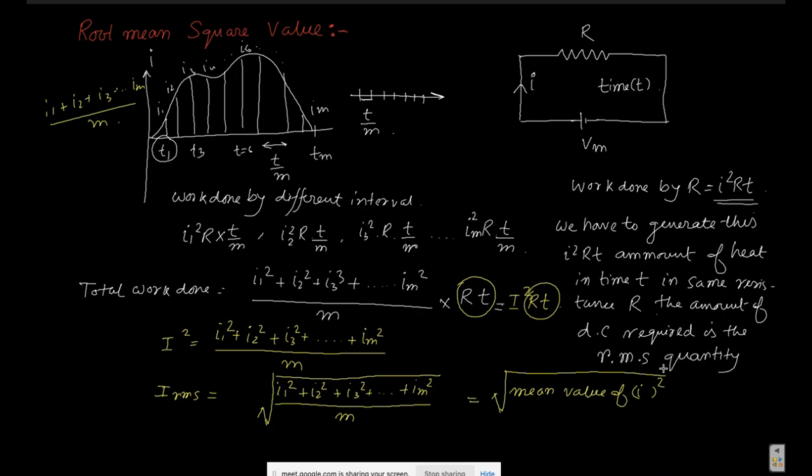Okay, so we can say that I RMS is equal to the square root of 1 by T2 minus T1, the interval, integration from T1 to T2 of I square dt. How this term comes, I can tell in the next class, but the RMS value of an alternating quantity can be represented by this.